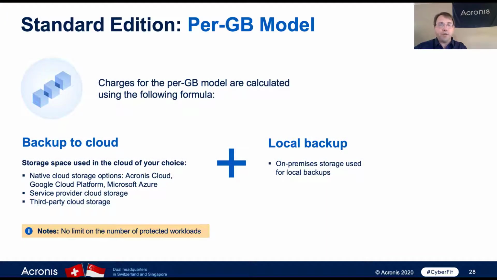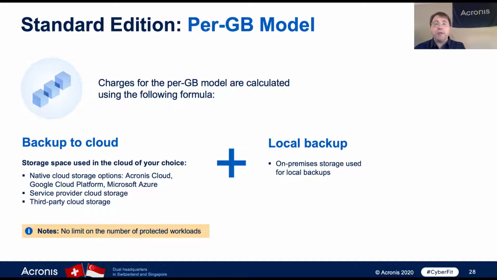Very simple to understand. You get charged for all of the amount of data that your customer backs up to our cloud, plus you get charged for the amount of local backup they have at a far reduced rate. So we support the idea that your customer should have at least 2 copies of their data backed up, one on-premise, one in the cloud. This allows you to do it.